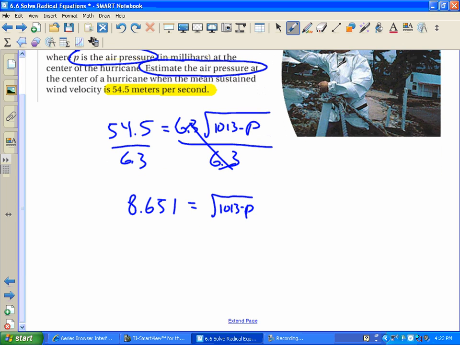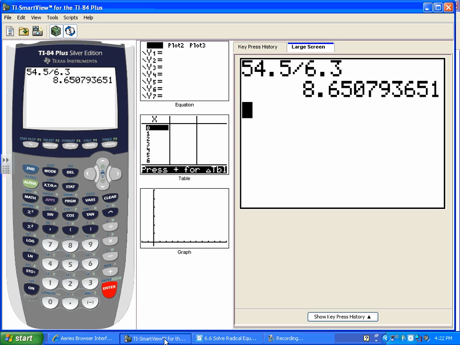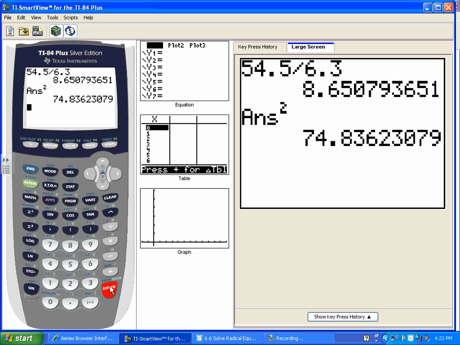Oh, I sure would like to get rid of that radical. However, how do I get rid of a square root? I don't know. Square both sides, maybe? What a great idea. On the right-hand side, that gives us 1013 minus P. On the left-hand side, I'm taking 8.651. I'm going to square it. That gives you that number, 74.836.